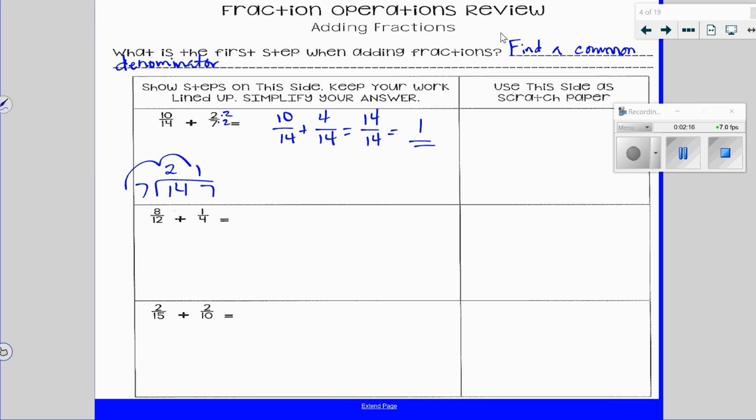Oh, well, it just says first step. So I'll write the other steps up here. After we find the common denominator, then add the numerators. And finally, simplify. Any questions on any of those steps?